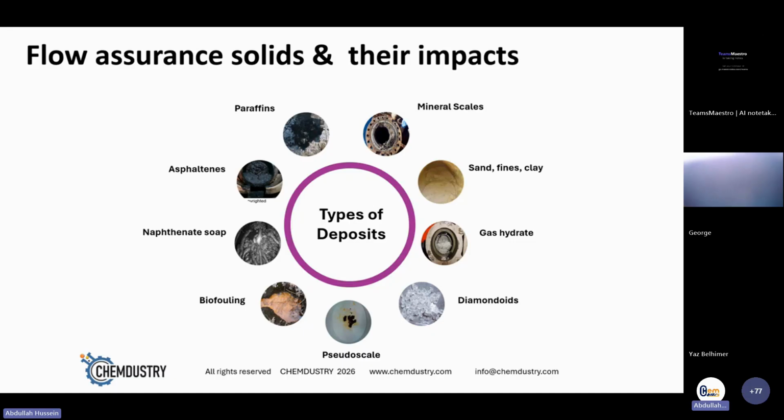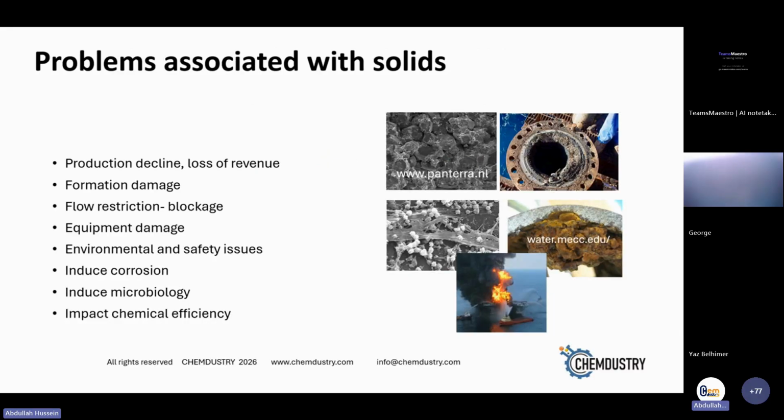And as you can see, there are huge amounts of solids, and I'm not including everything in here as well. These solids can form anywhere in the system. What are the impacts of these solids? Huge impacts that can cause literally millions, if not billions of dollars each year. The ultimate result for sure will be production decline, loss of revenue, expensive maintenance. They can also cause formation damage, flow restrictions and blockages. They can damage the different production equipment. They can induce environmental and safety issues.